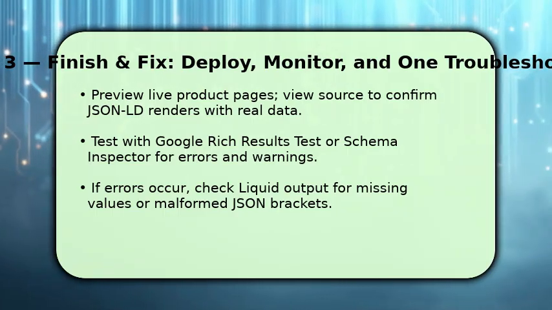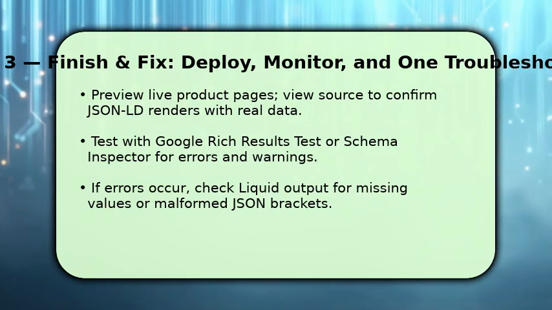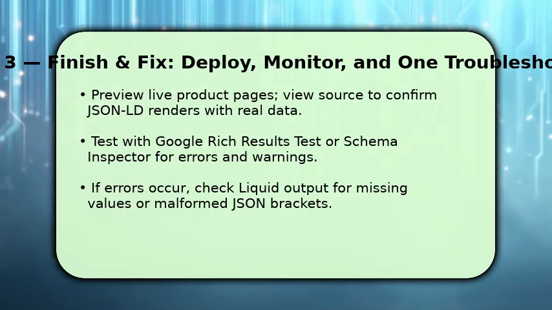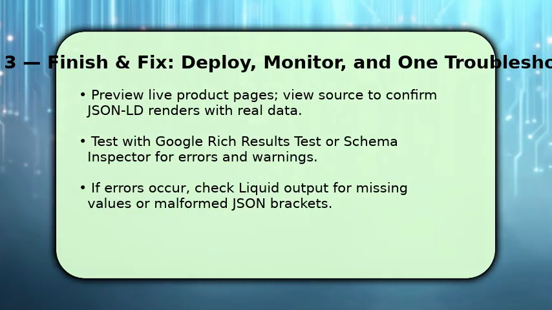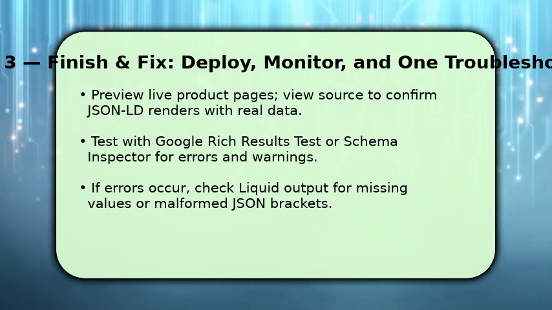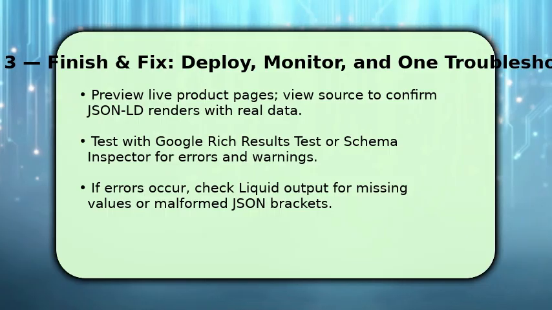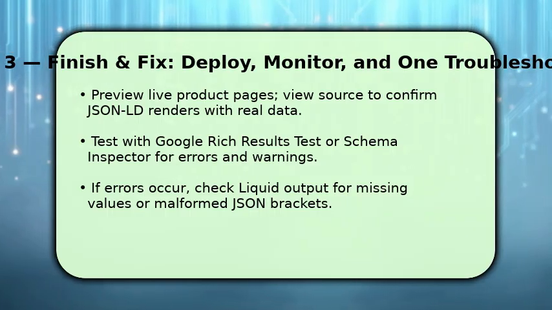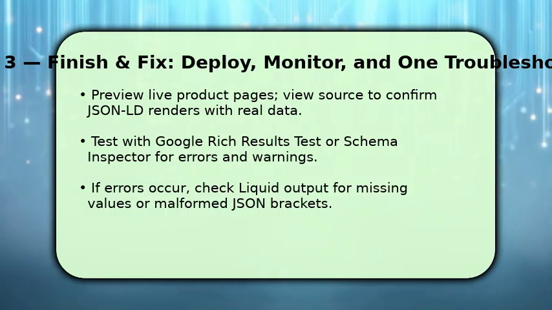If issues appear, trace back to Liquid variables. Ensure price filters output numbers, images are absolute URLs, and arrays and braces are balanced. Once validators pass, publish the theme. A key troubleshooting tip: check for empty variants causing invalid JSON and guard against them.